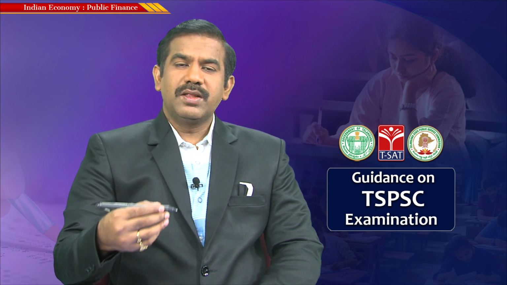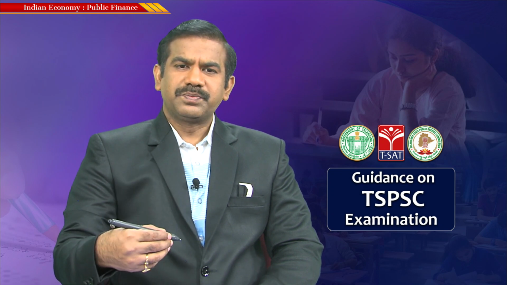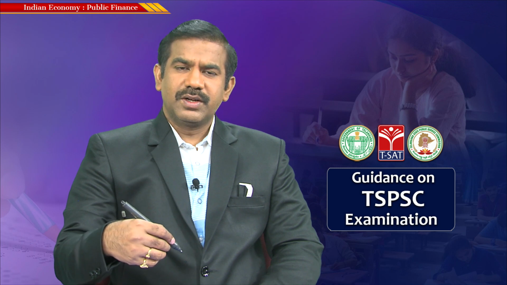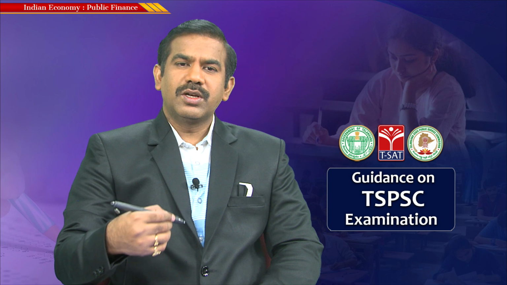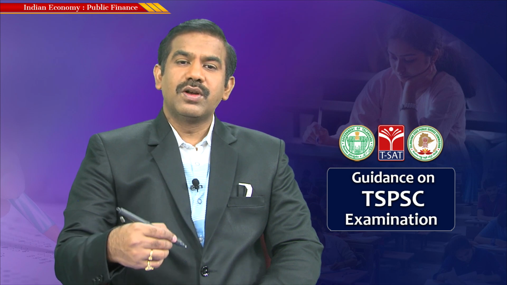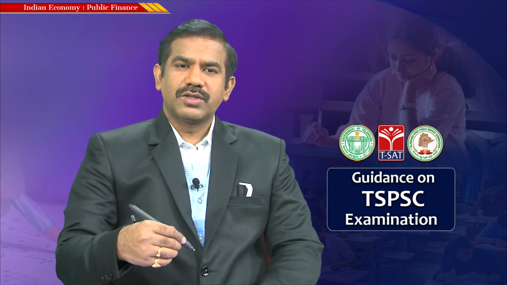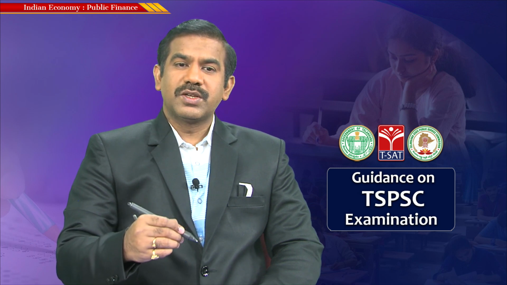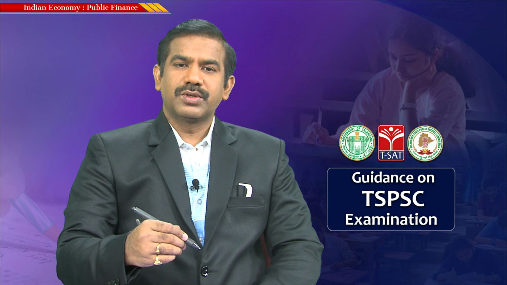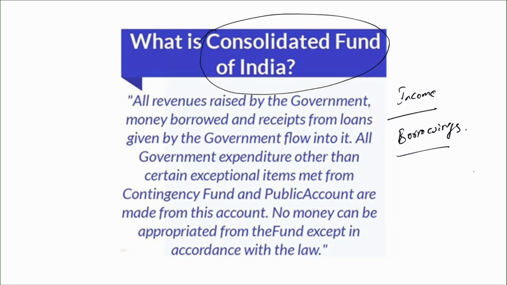The money the government raises in the form of taxes and various other means, and the money the government borrows to meet its excess expenditure, all traditionally flows into a fund called the Consolidated Fund of India. Now let us look at the definition. All revenues raised by the government, money borrowed and received from loans given by the government flow into it. All government expenditure, other than certain exceptional items met from the Contingency Fund and Public Account, is made from this account.